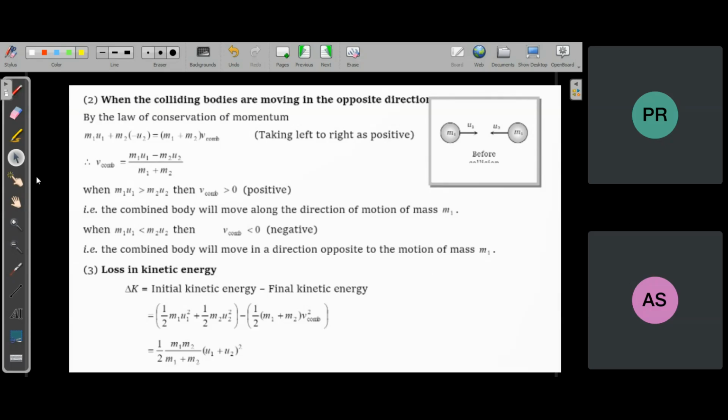So we will continue collision for today. Already we have done these cases. When colliding bodies are moving in opposite directions, again the same thing: you will first of all write the equation for conservation of momentum.